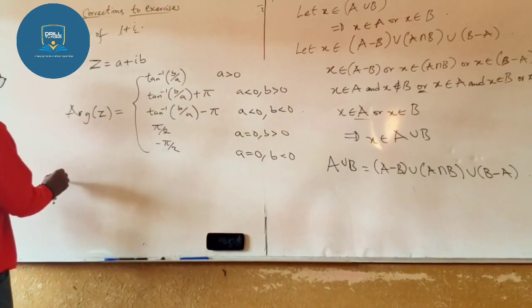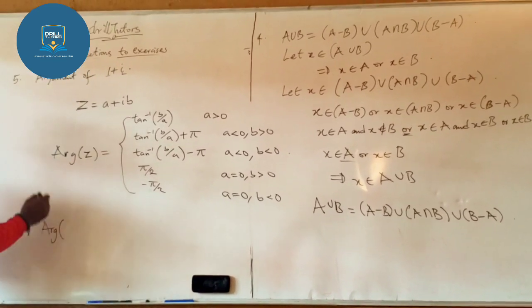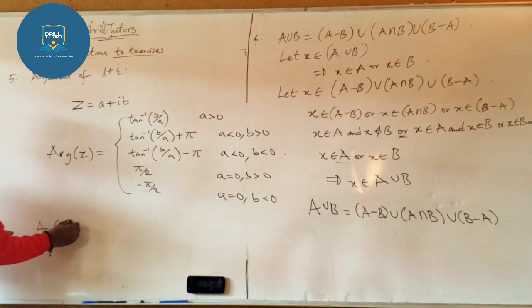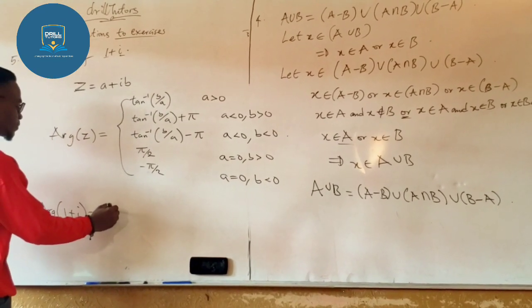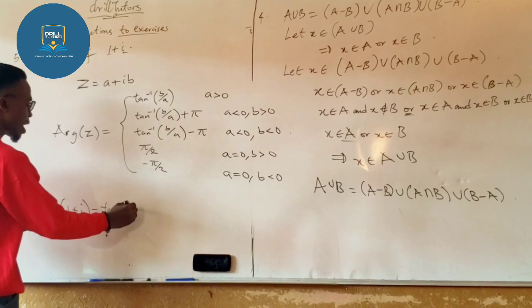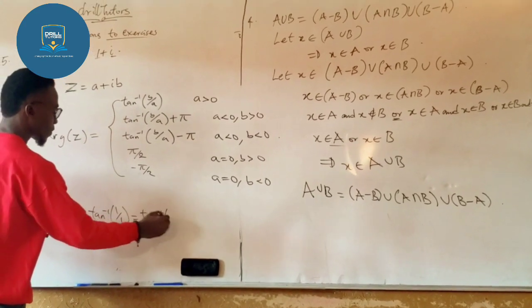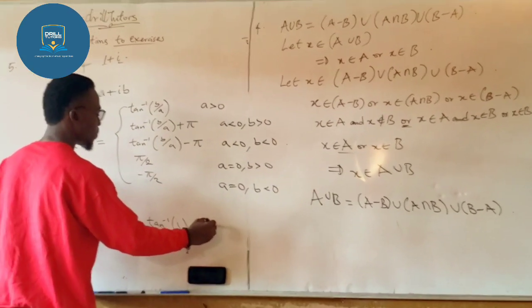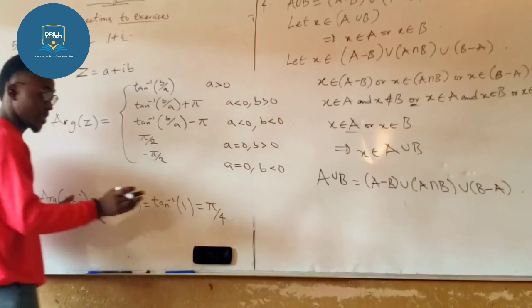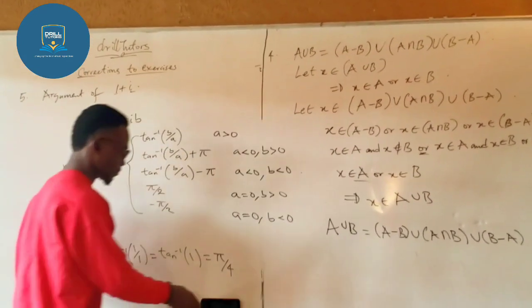So the argument of 1 plus i will be equal to tan inverse of 1 over 1, which is simply tan inverse of 1, and that is pi over 4. That is the answer. Simple. Now to question 6.